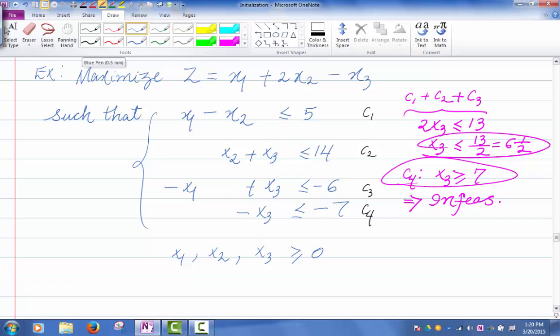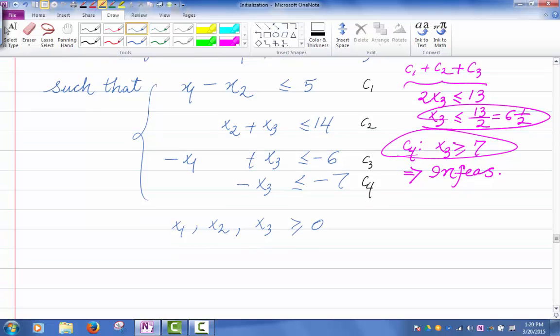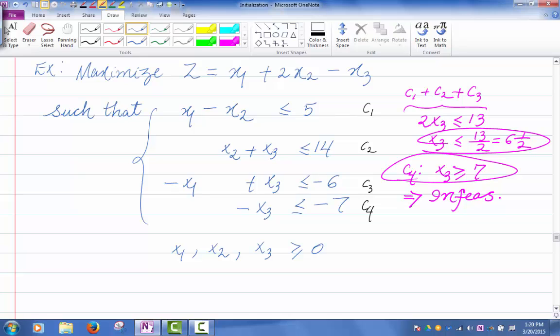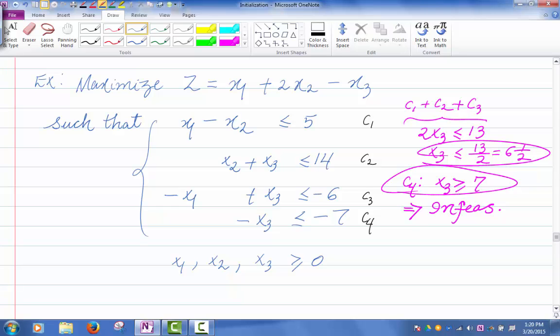Now, of course, like I said, we could only detect something like this for a small problem by hand, but for bigger problems, well, you want simplex to tell you that it's infeasible, right? If you give Excel an infeasible problem, it better tell you that you got an infeasible problem. Otherwise, it's no good, right? So let's see how we can get this infeasibility answer from the initialization phase.